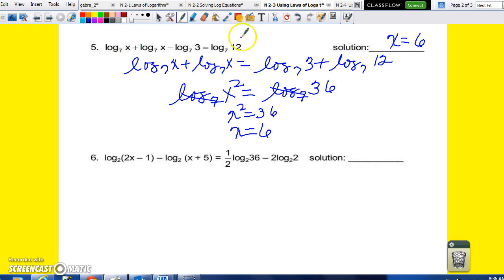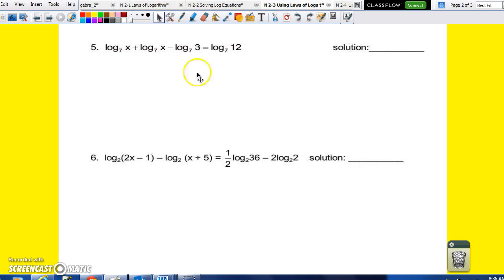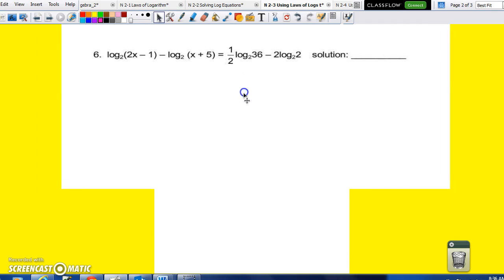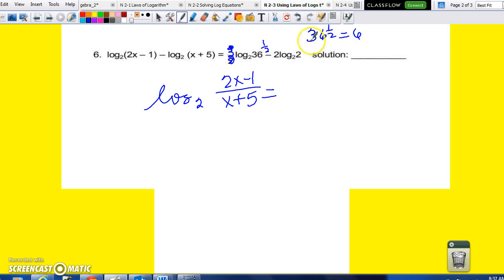Okay, let's look at the next one. Okay, so they already have 2 logs on each side. So I know I need to divide the left side of the equation. So that's going to be log base 2 of 2x minus 1 over x plus 5. Knowing that I've got to take this half to here, I know that 36 to the half power is really 6. And because I've got to take that 2 to here, I know 2 to the second power is 4. So this is really a 6, and this is really a 4.